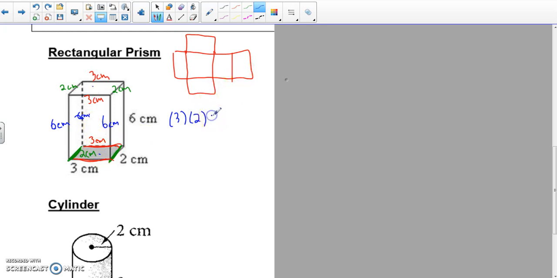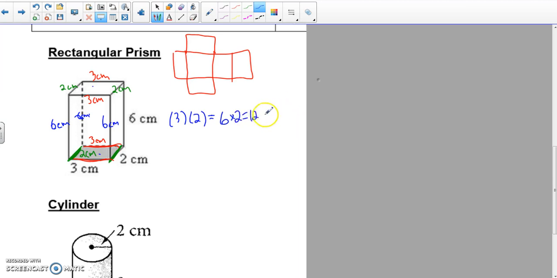So it's 3 times 2, which is 6. But remember, there are 2 of them, so we're going to double it. 6 times 2 is 12 centimeters squared. And that covers the top and the bottom of our prism: 12 centimeters squared.